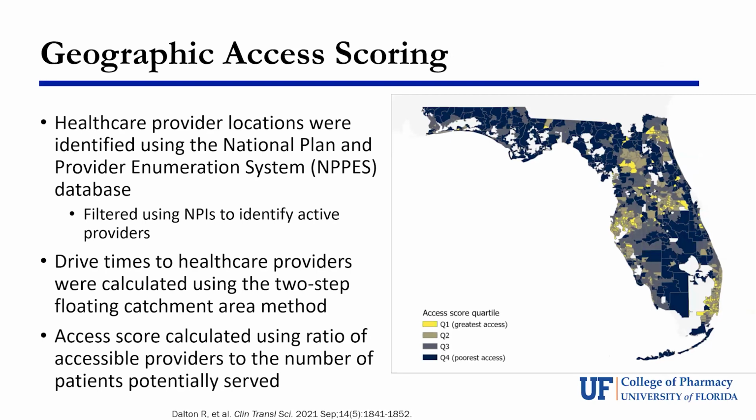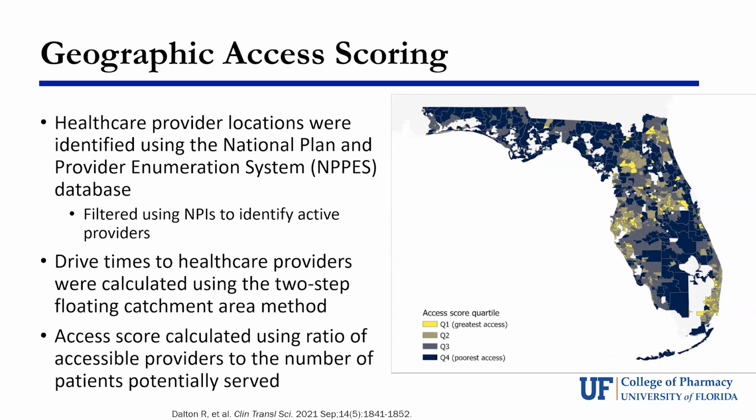We identified healthcare providers from the National Plan and Provider Enumeration System, and that gives you locations, but it's not updated a lot. So we used active NPI numbers to filter for the providers that are actually still actively practicing. Then we calculated drive times to healthcare providers from those ZCTA population centers using a two-step floating catchment area method.